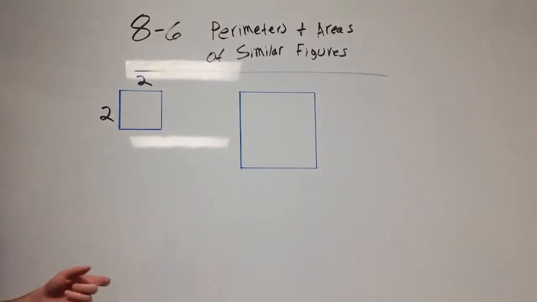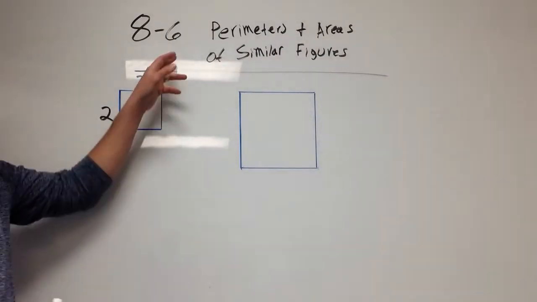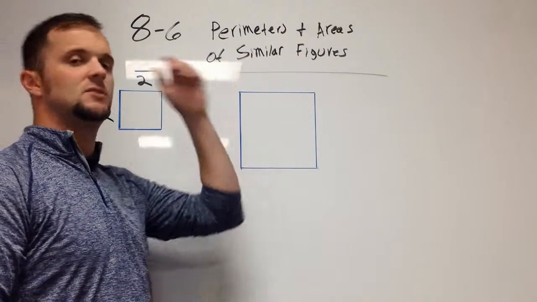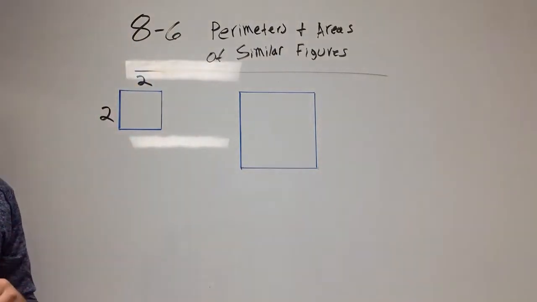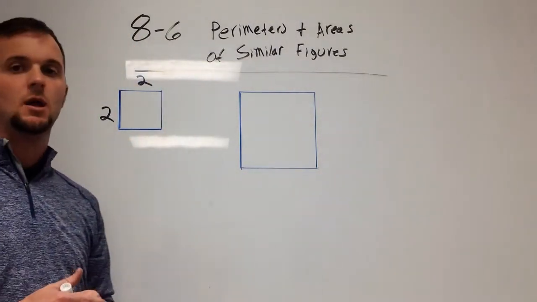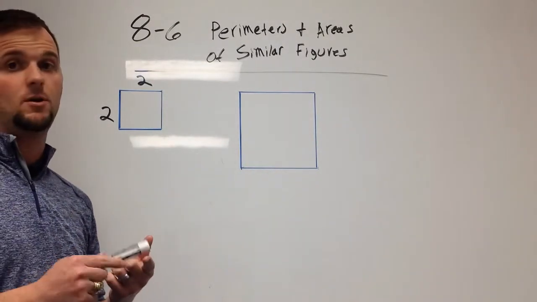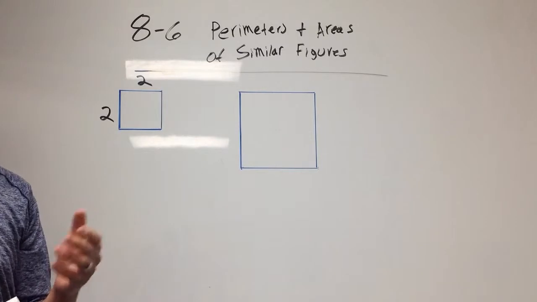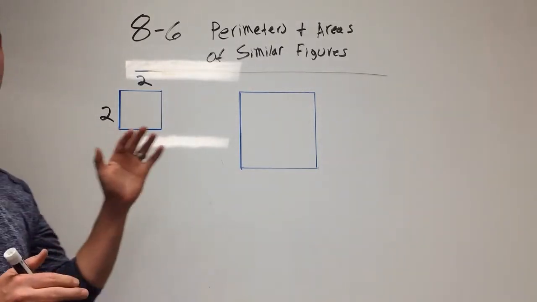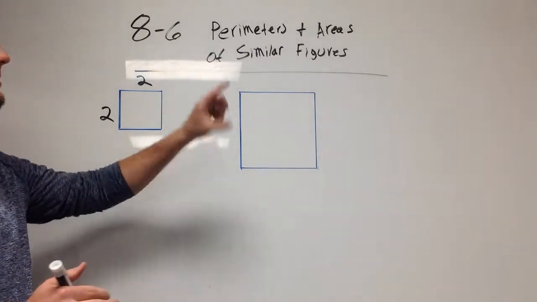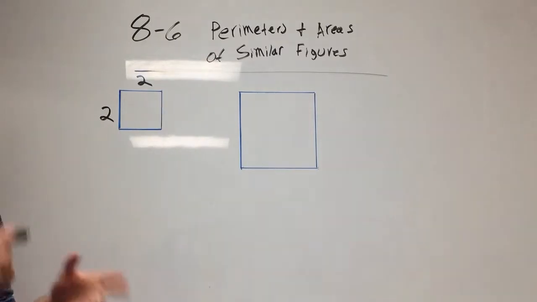Alright guys, so this is 8-6, which is dealing with the perimeters and areas of similar figures. So basically what's going to happen is you're going to be given two similar figures, and you're going to have to use the similarity between those two to help you find the perimeter and find the area a lot quicker. So I'm going to break down real quick exactly what we mean by similar figures and how we can break down the perimeter and area.